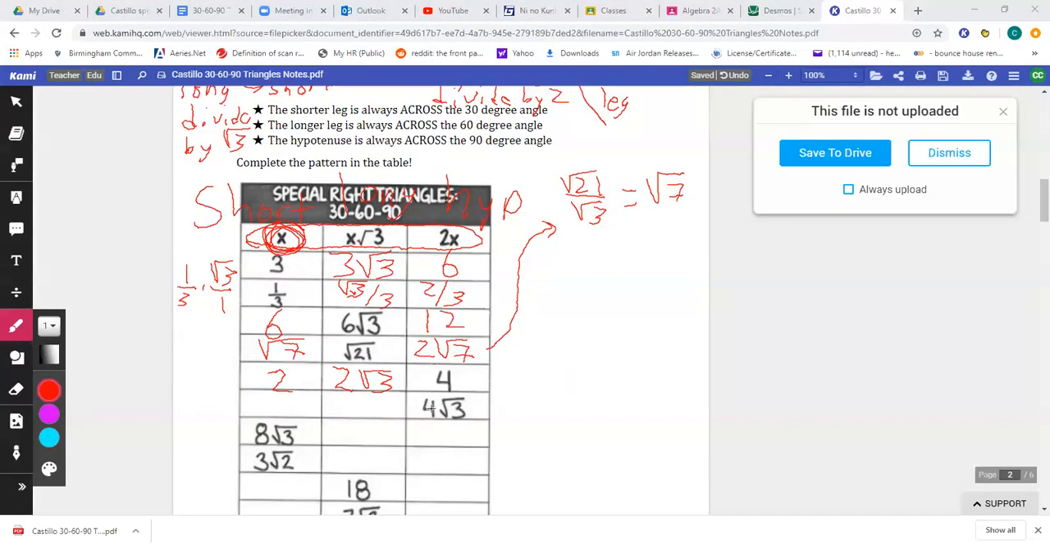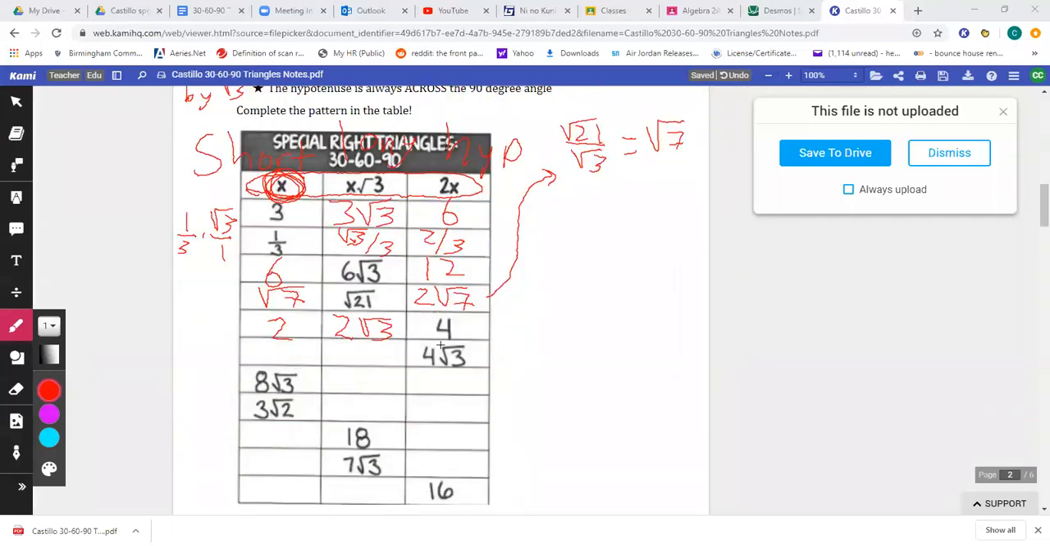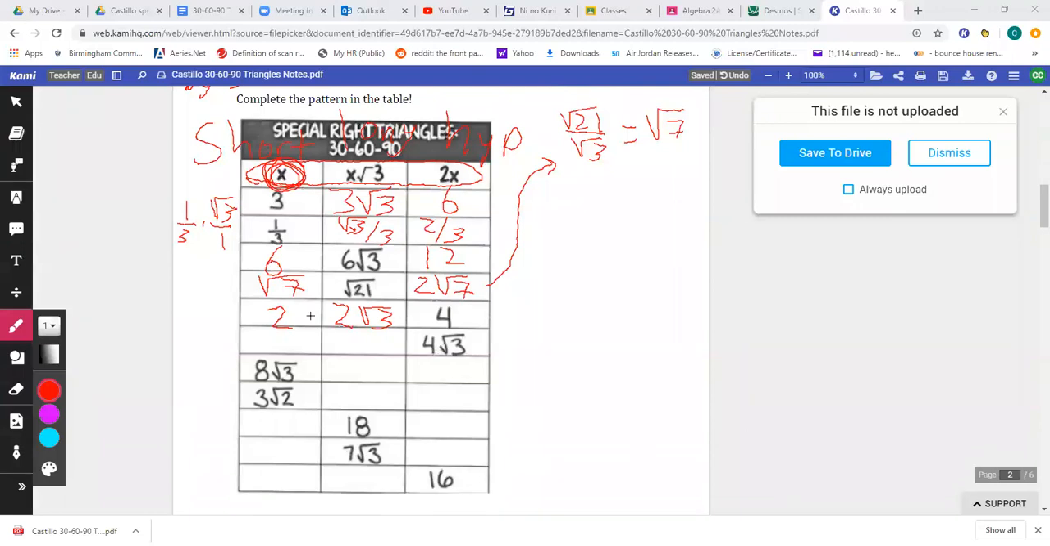Okay, let's go to the next problem. 4√3. So if they give you the hypotenuse, right, it's easy to go ahead and find the short leg, because all you have to do is just cut it in half. 6, 3, 2√3, 1√3, 12, 6. So half of 4√3 is just 2√3, right? Divide 4√3 by 2, you get 2√3.